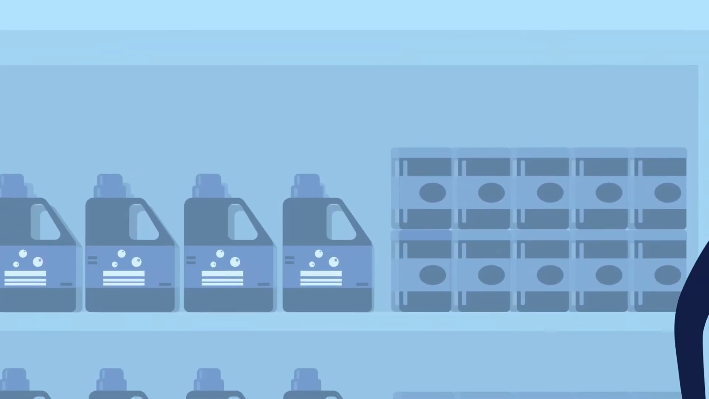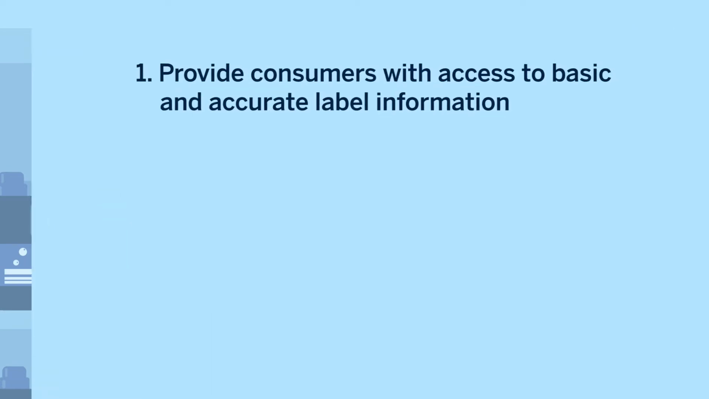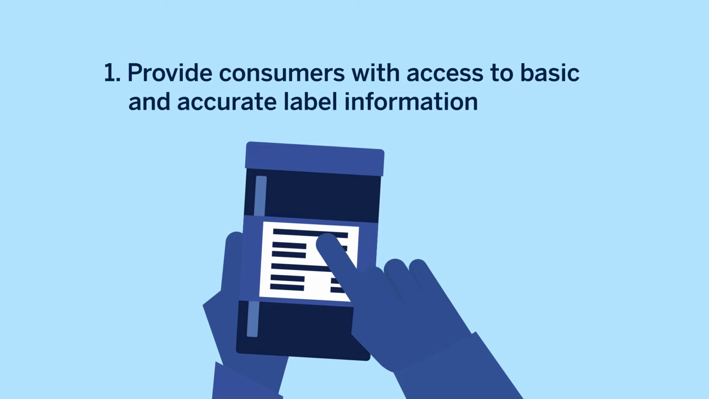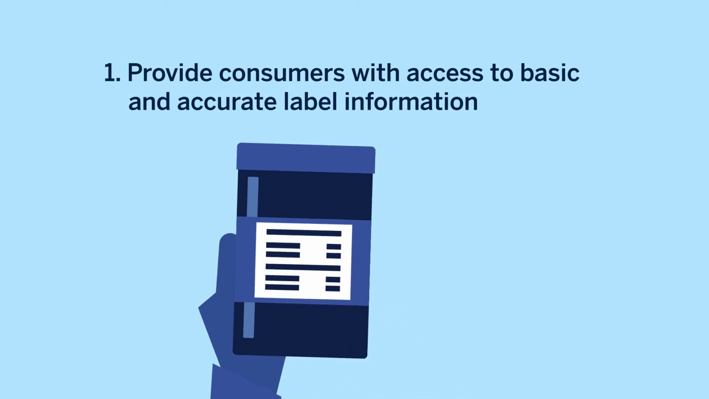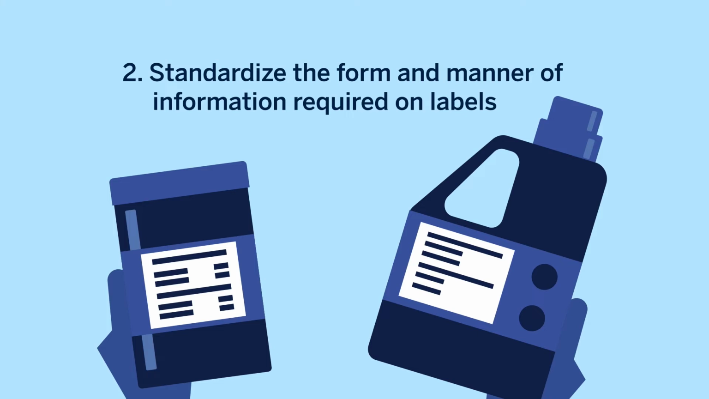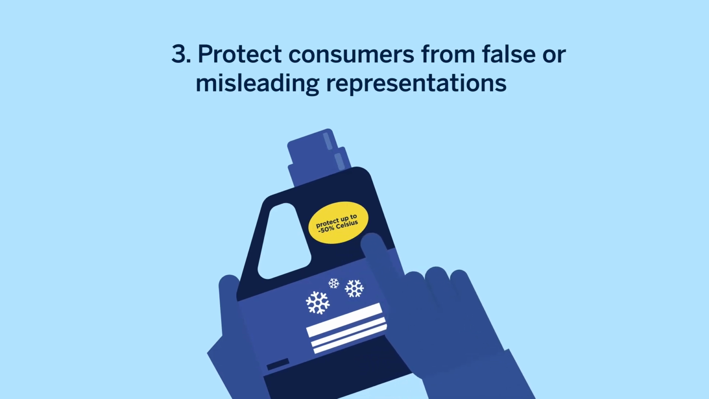The Consumer Packaging and Labeling Act is meant to achieve 3 goals: to provide consumers with access to basic and accurate label information so they can make informed decisions about the products they purchase, to standardize the form and manner of information required on labels, and to protect consumers from false or misleading representations.